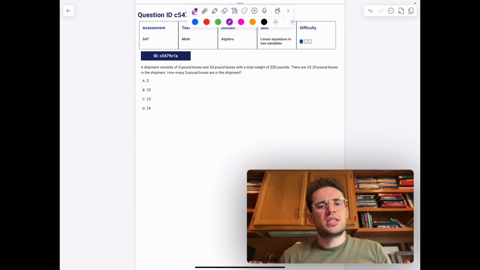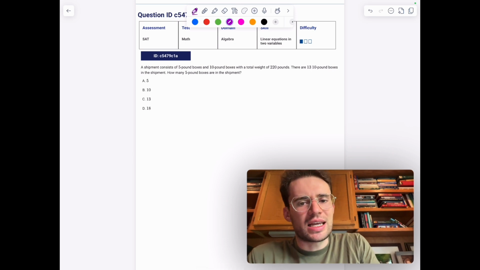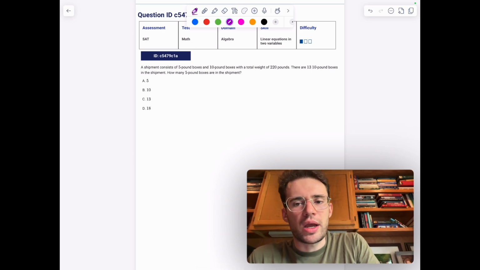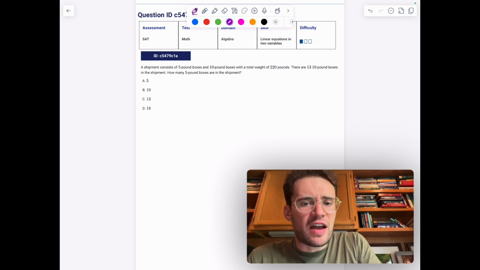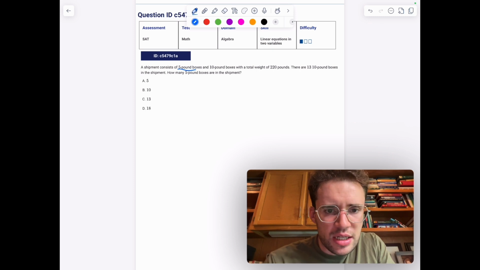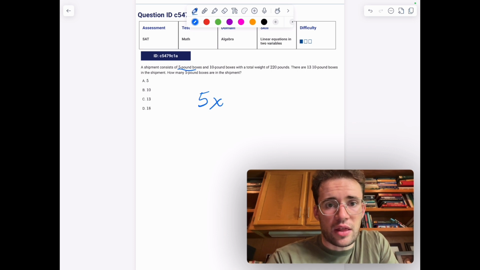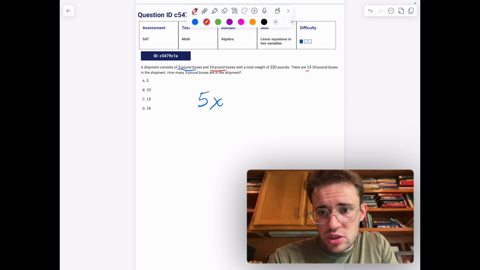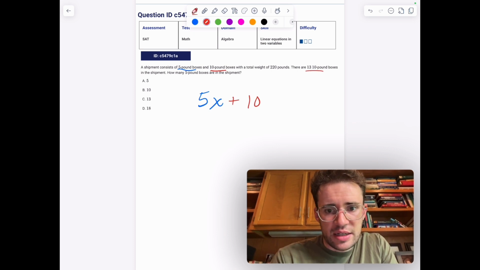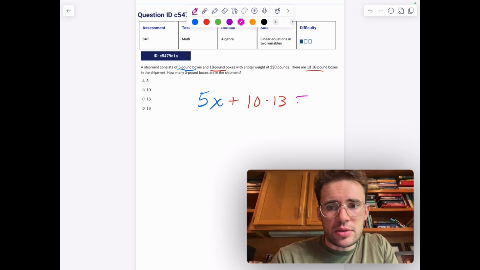A shipment consists of 5-pound boxes and 10-pound boxes with a total weight of 220 pounds. There are 13 10-pound boxes in the shipment. How many 5-pound boxes are in this shipment? They didn't tell us how many 5-pound ones, but it's 5 times x, let's call that, you can call it anything, and 10-pound boxes, there are 13 of those. So it'd be 10 times 13, and that'll add up to the 220.